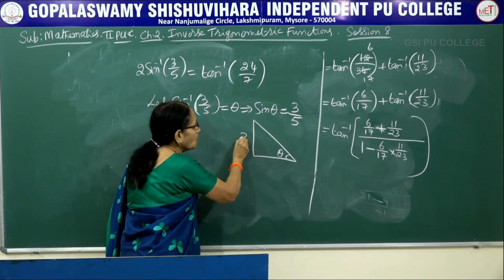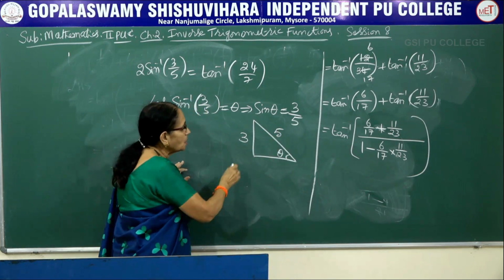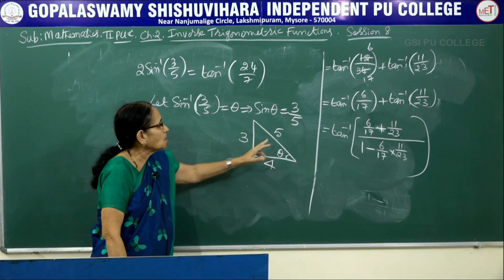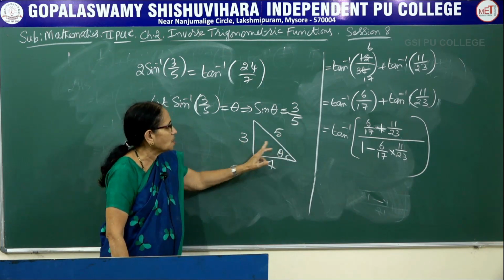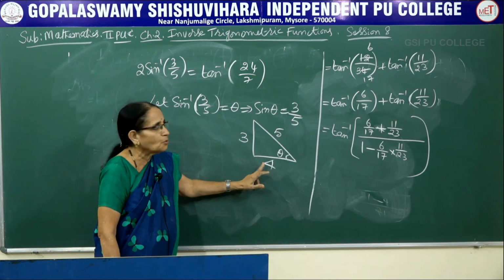Sin theta means opposite over the hypotenuse. Now what is remaining? The other side, or the adjacent side. So it is 5 square minus 3 square. 25 minus 9 is 16. Root of 16 is equal to 4.